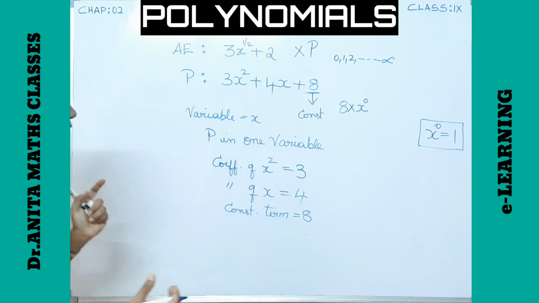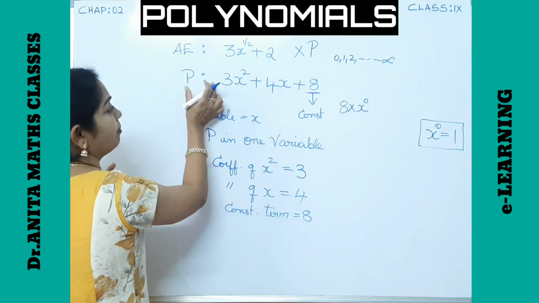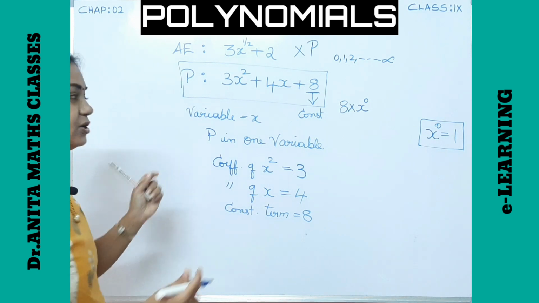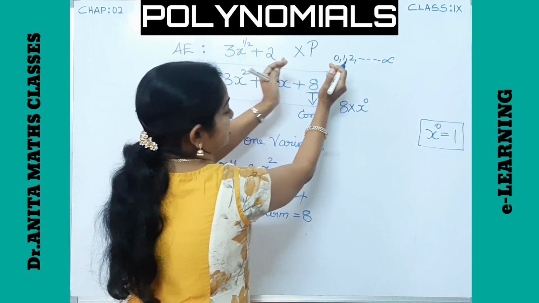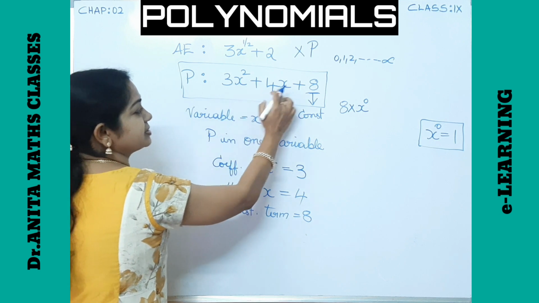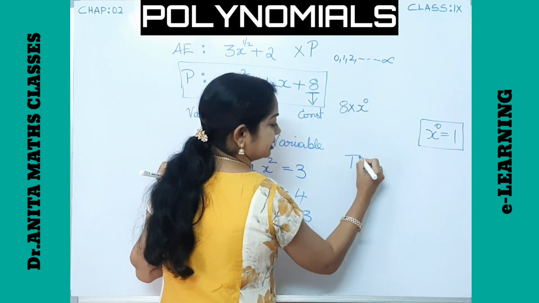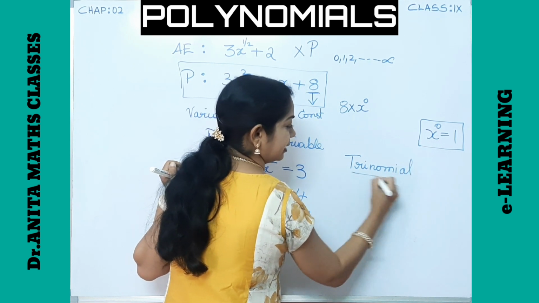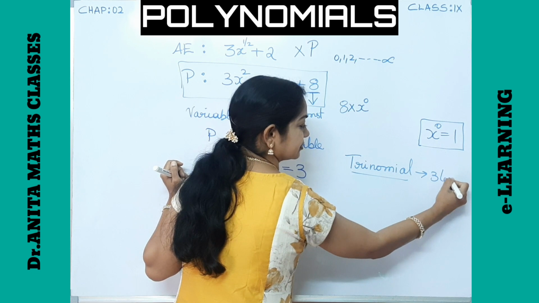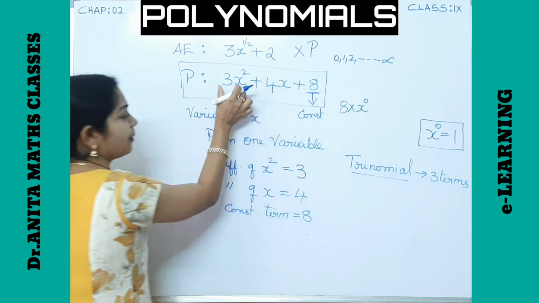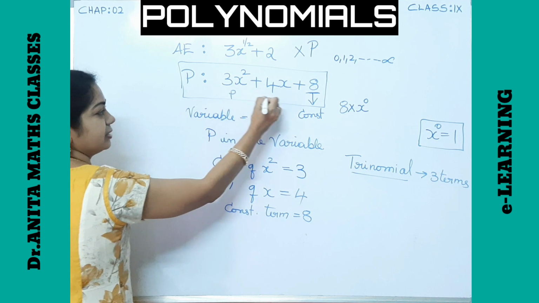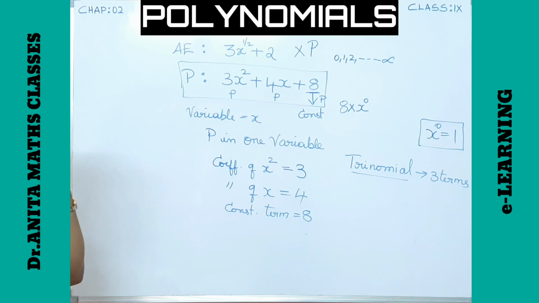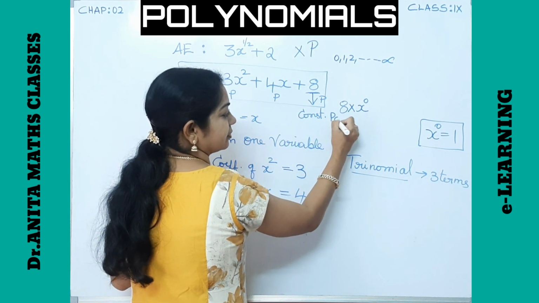Now when I'm discussing terms, how many terms are there in this polynomial? Let us discuss. So this is one term, this is the second term, this is the third term. So 3 terms are there. We call this a trinomial, depending on the 3 terms. Each term is a polynomial again. This is a polynomial, this is a polynomial, this is also a polynomial. This is called a constant polynomial.